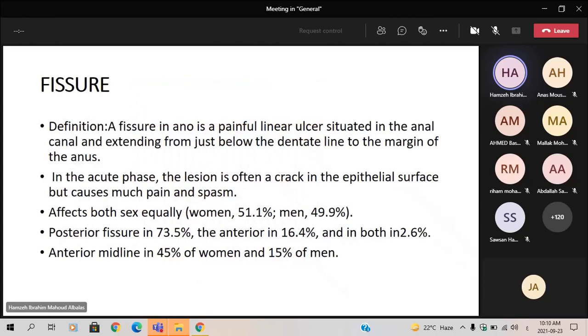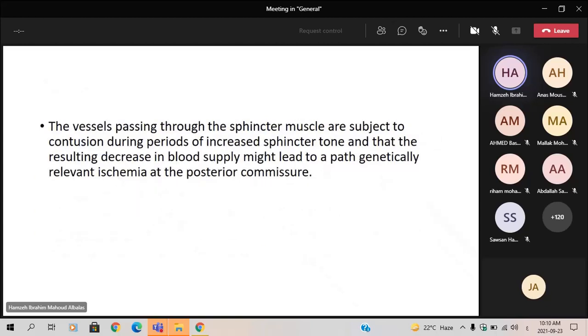The second pathology is fissure. A fissure is a painful linear ulcer situated in the anal canal, extending from just below the dentate line to the margin of the anus. In the acute phase, the epithelium is often flat, but it causes much pain and spasm. It affects both sexes equally. Posterior fissure, at 73%, is the most common. The vessels passing through the sphincter muscle are subjected to compression during periods of increased sphincter tone, and the resulting decrease in blood supply may lead to pathogenetically relevant ischemia at the posterior commissure.